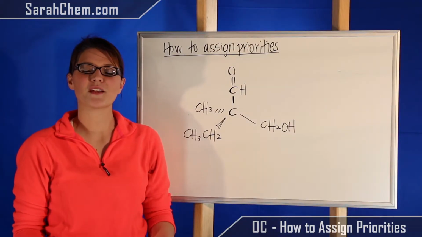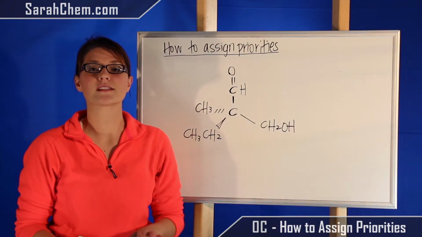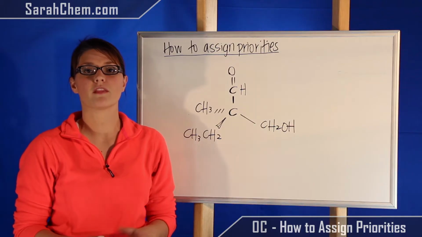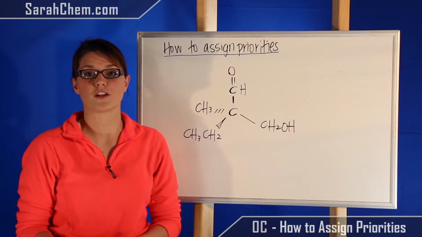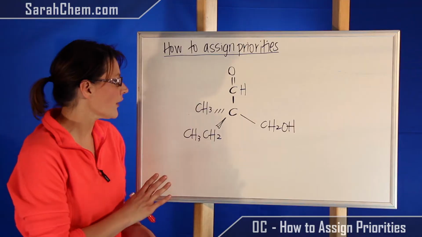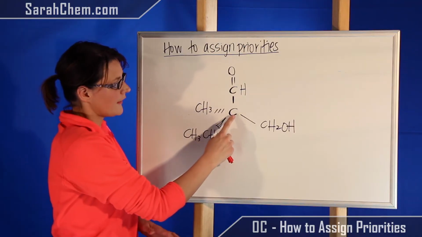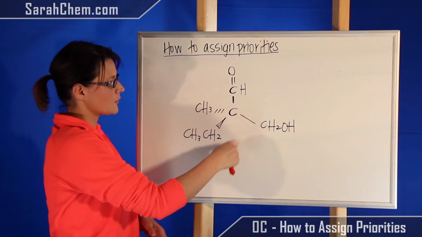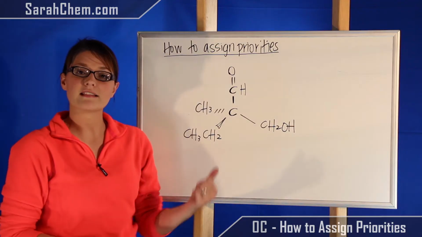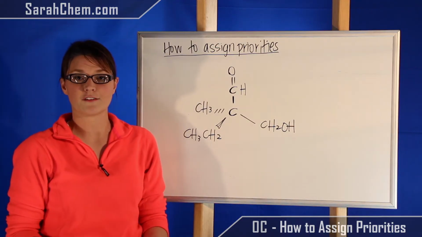Hi everyone, this is a video tutorial to help you figure out how to assign priority when you're trying to determine the RS or EZ configuration of a structure. So over here we have our asymmetric center. That's a carbon that's sp3 hybridized with 4 different groups attached. In this case, we're going to be dealing with the RS configuration.